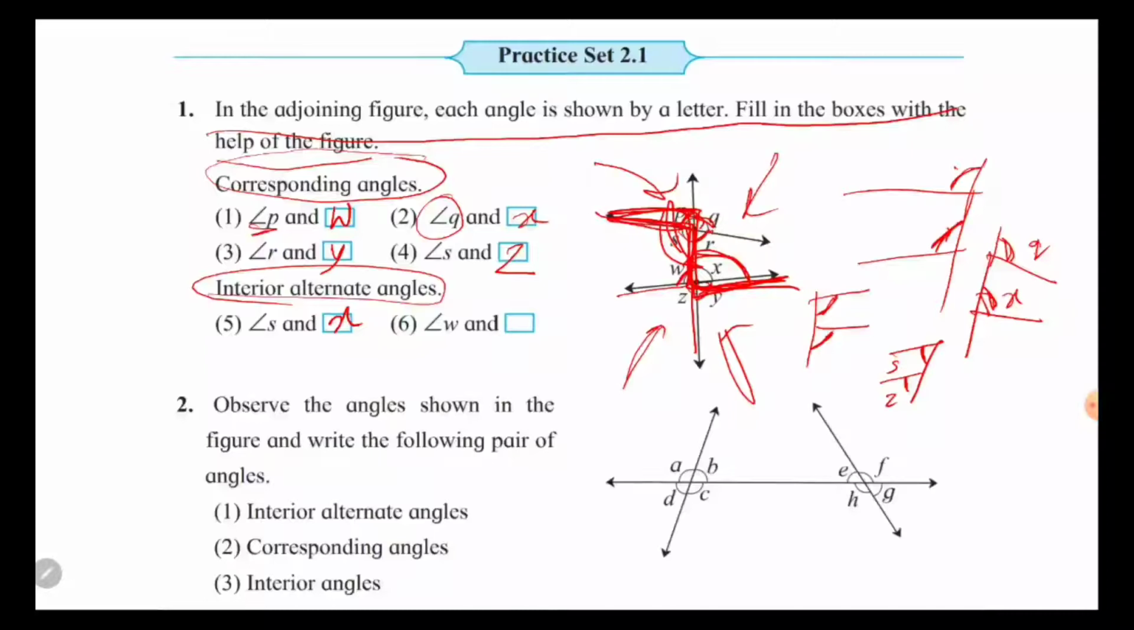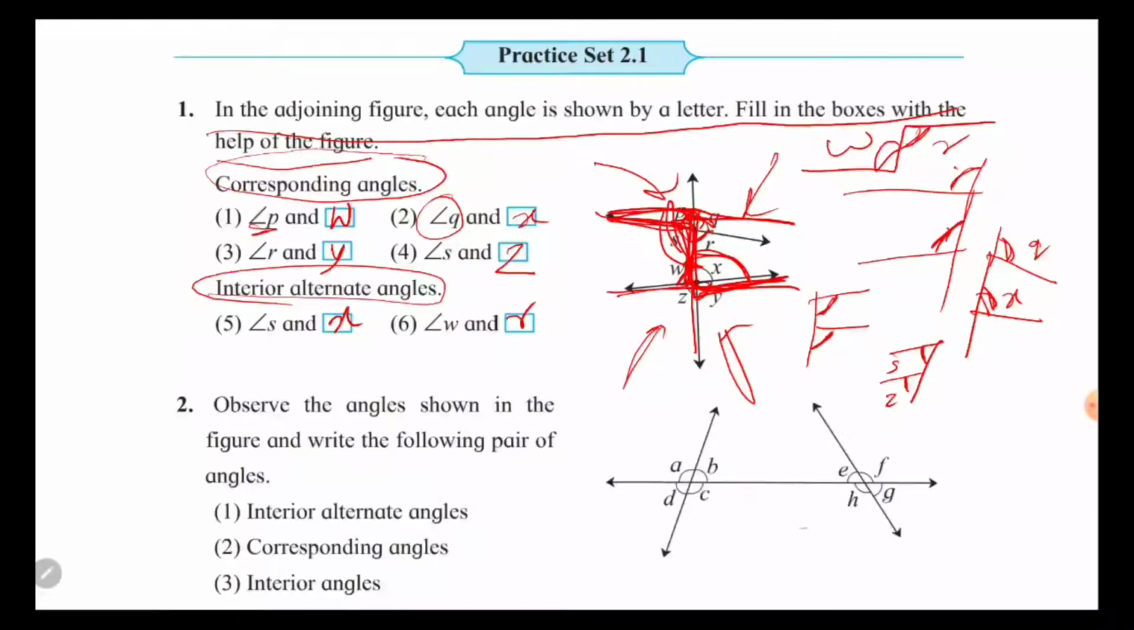Okay. Now angle W. This is making like this a Z. Okay, so if W is here, then here is what? R. Okay, so here I'll be writing R. So this is done, our first question is done. Okay, now let's go to the second question.